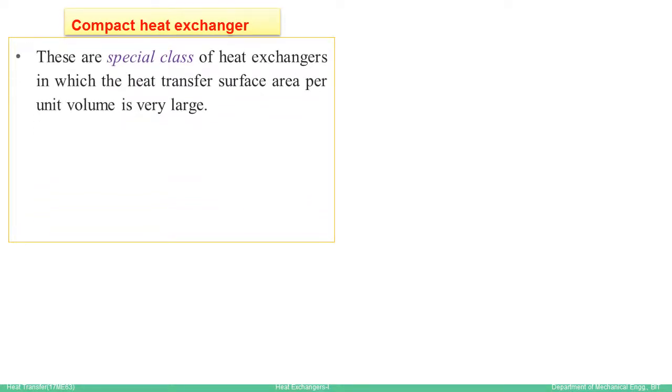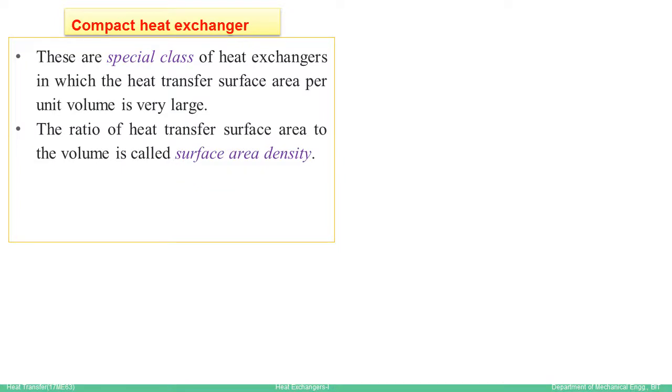Compact heat exchangers are a special class of heat exchangers wherein the heat transfer surface area available is very high. There is a term related to that: the ratio of heat transfer surface area available to the volume of the heat exchanger. Look at that. Surface area density is the ratio of heat transfer surface area to the volume.